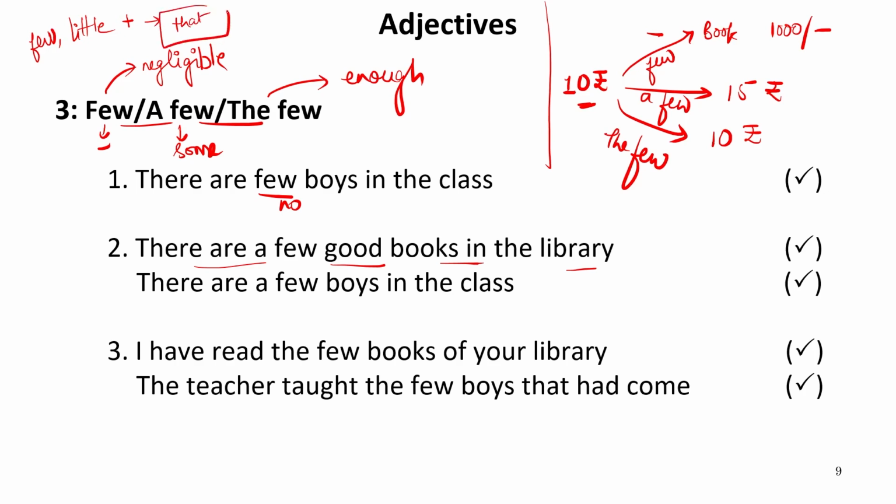So with few, a few, and the few, or little, a little, and the little, we always use that, not which. There are a few boys in the class. A few boys means some boys. Now, I have read the few books of your library. The few books means whatever the number of books was there in the library.